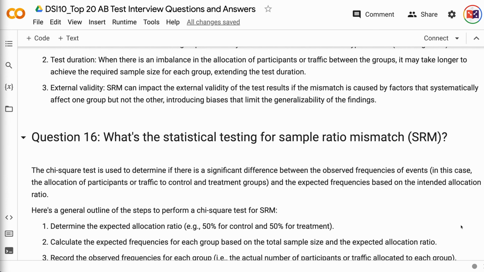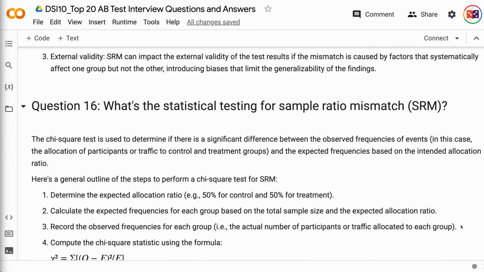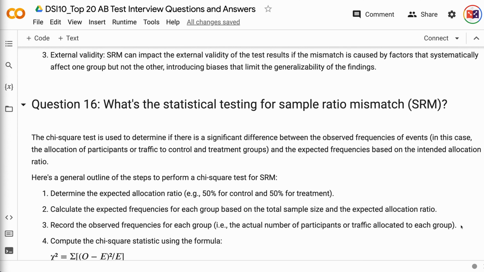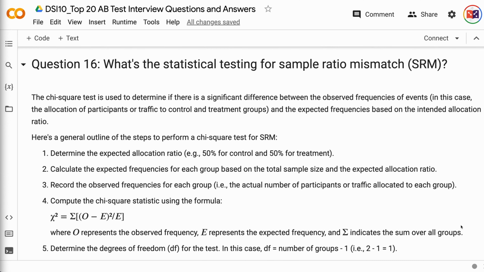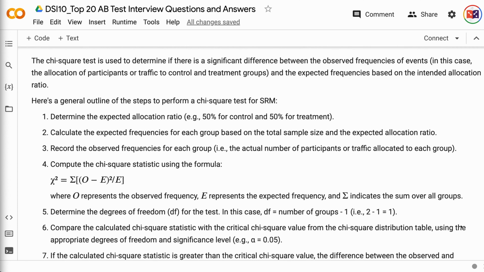Question 16. What's the statistical testing for sample ratio mismatch? The chi-square test is used to determine if there is a significant difference between the observed frequencies of events and the expected frequencies based on the intended allocation ratio. Here's a general outline of the steps to perform a chi-square test for SRM. 1. Determine the expected allocation ratio. For example, 50% for control and 50% for treatment. 2. Calculate the expected frequencies for each group based on the total sample size and the expected allocation ratio.